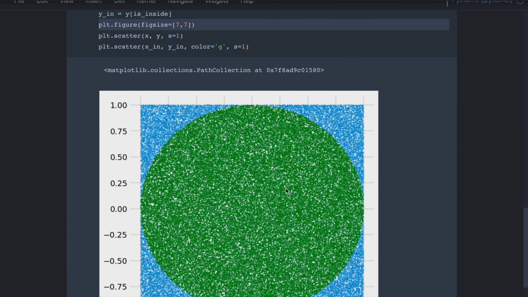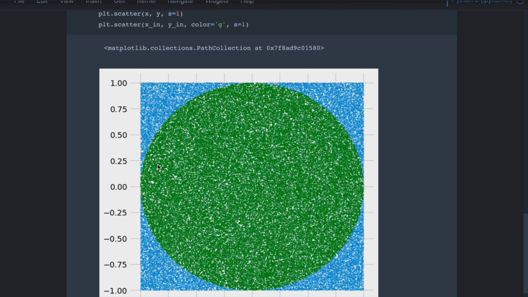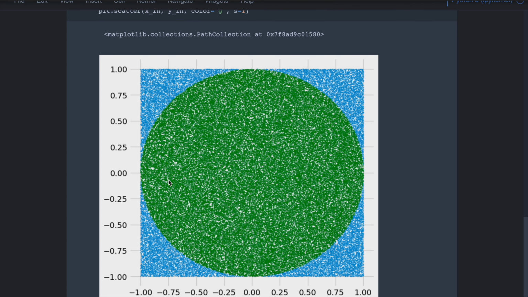Now, let's try to build some intuition. The probability of dropping inside the circle will be high if the circle area is high compared to the square area. For example, instead of having this big circle, let's imagine a small circle here. Then the probability would be low.